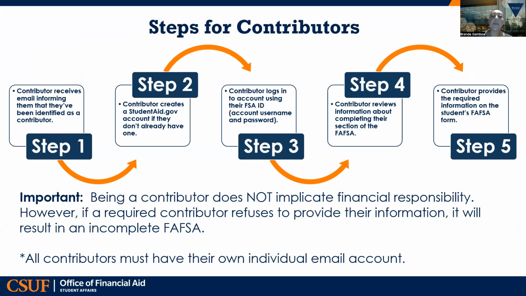So here come the steps of how the contributor will open up their FSA ID. The contributor receives an email informing them that they've been identified as a contributor. Step 2, the contributor creates a studentaid.gov account, even if they don't already have one. Contributor logs into the account using their FSA ID, so their username and password. A contributor reviews information about completing their section of the FAFSA. And then lastly, the contributor provides the required information on the student's FAFSA form.